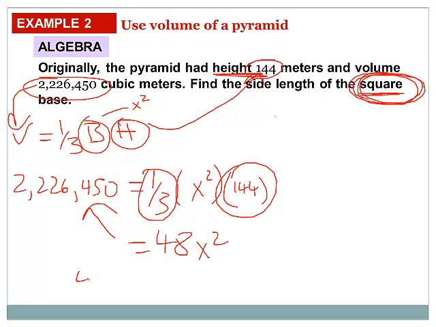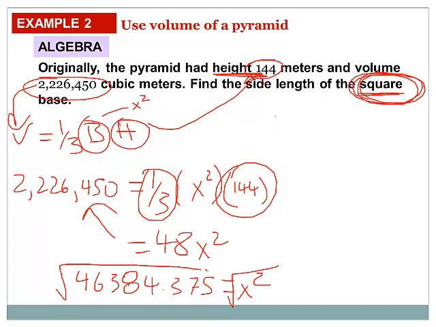That gives you 463.375 equals your x squared. So if you're solving, you're trying to get rid of the squared, you have to take the square root of both sides. Technically you get plus or minus, but since we're dealing with geometry, we only deal with positive dimensions.